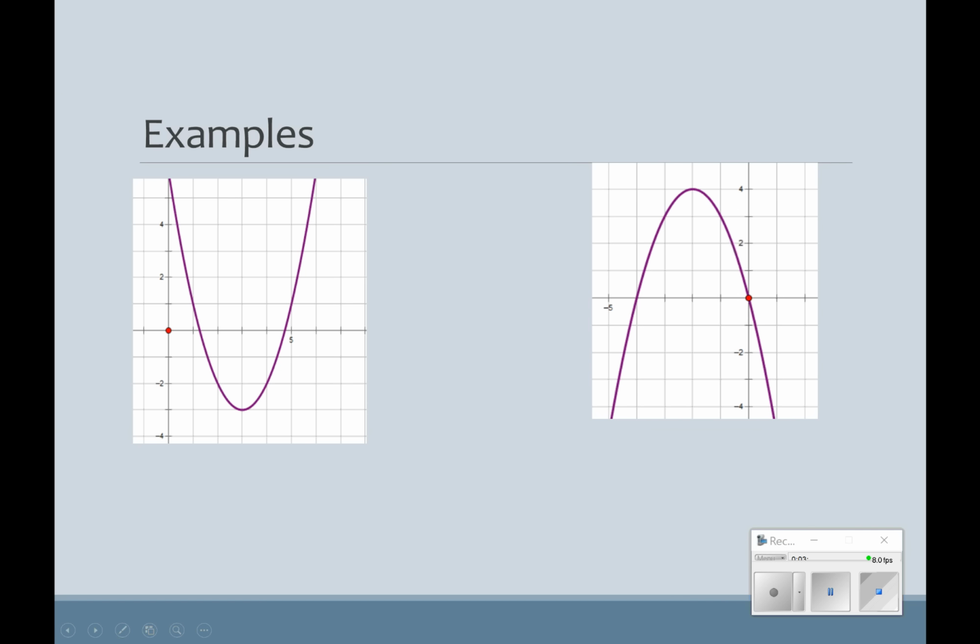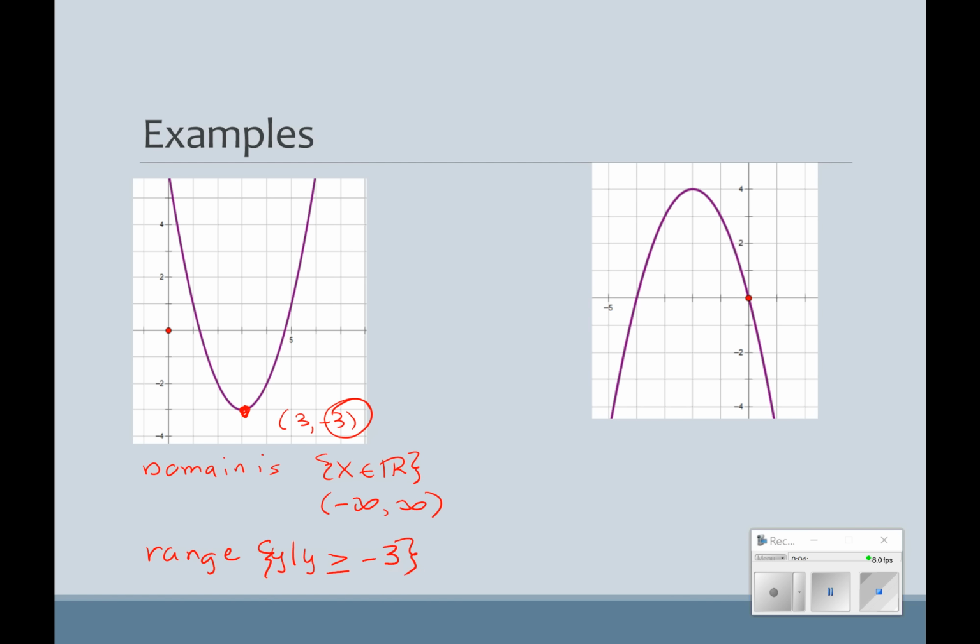So let's take a look at a couple examples just so that you can see the key points. This is the one that we just had. So we know what the axis of symmetry is. We know what the vertex is. My vertex is right here. It is 3 and negative 3. So my domain is all reals. So x is an element of the reals, or in interval notation, negative infinity to infinity. Because this graph opens up, my range is going to be y such that y is greater than or equal to this negative 3, my y value. In interval notation, it's going to be negative 3 to positive infinity.